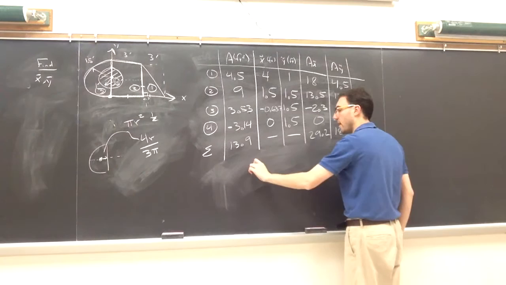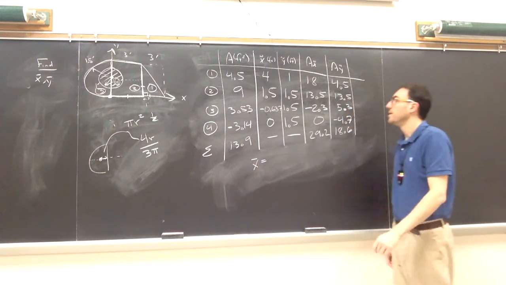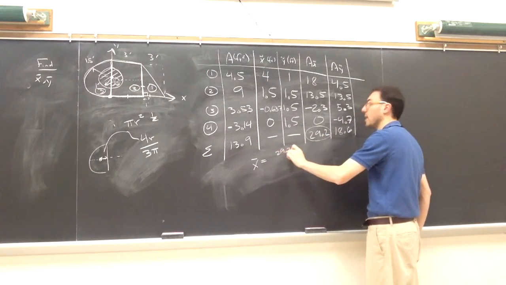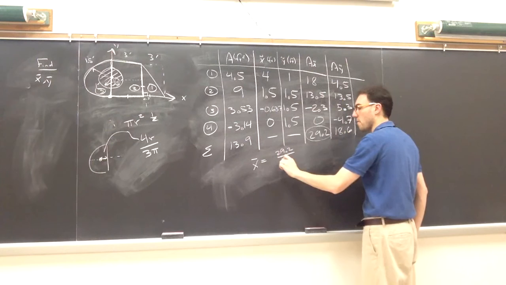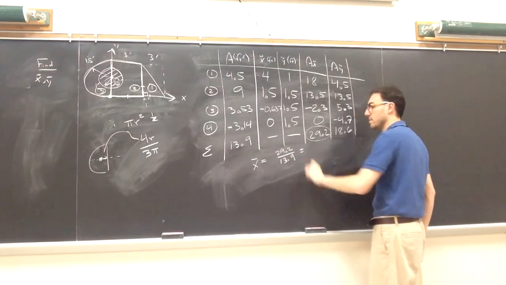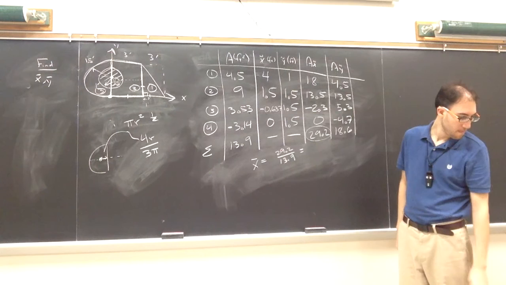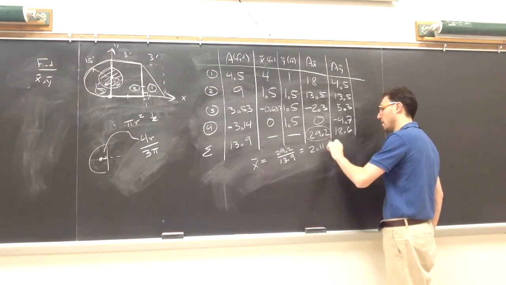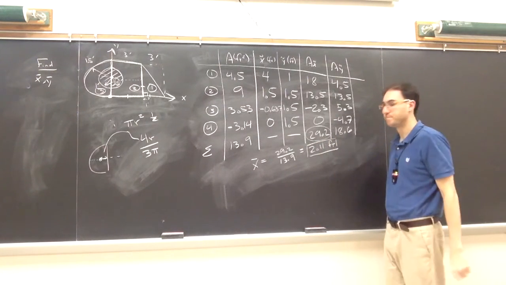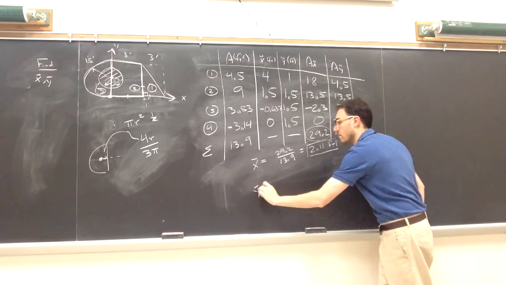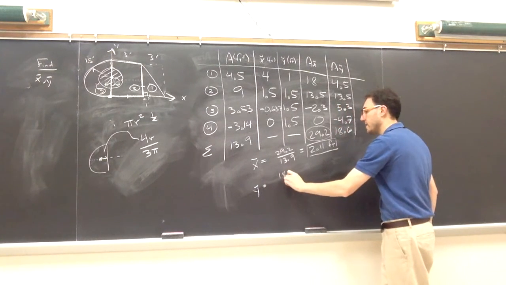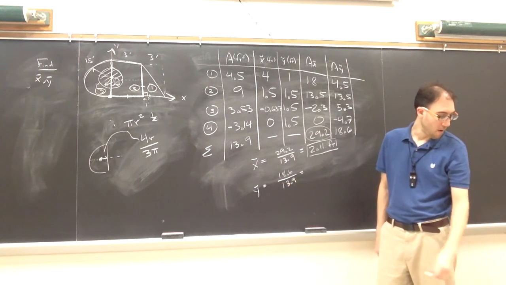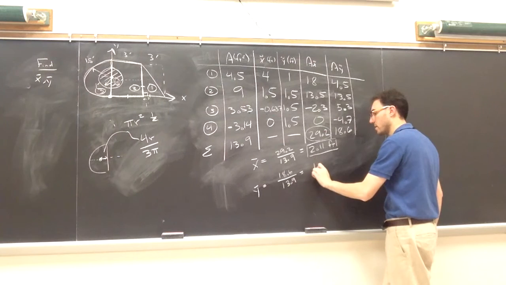Now the last step is finding x bar, y bar. That's just going to be this summation, the 29.2, so the sum of my A x tildes, over the sum of my areas. So I get x bar 2.11 feet. And y bar, I just use the 18.6 over that 13.9. My y bar, I get 1.34 feet.